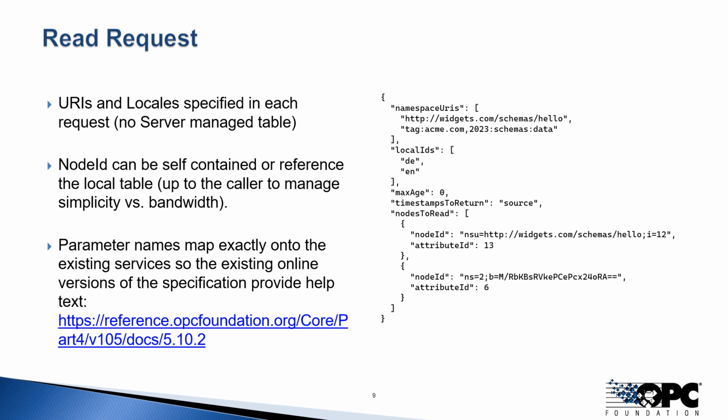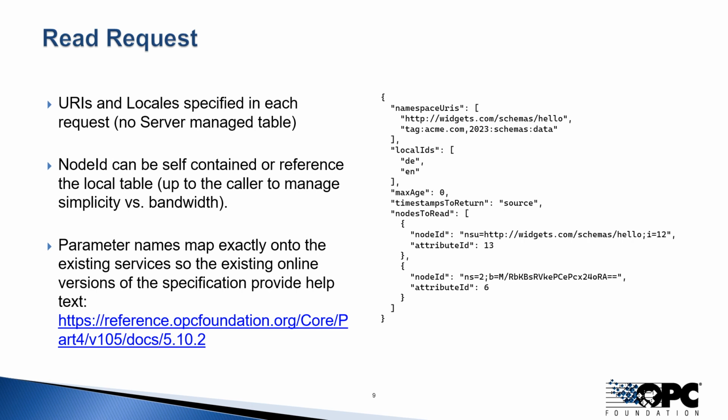So if you have an index of 2, that refers to the second entry in the namespace URI table. Of course, it's up to the sender to decide whether or not they want to use the table for every API, every node ID, or only some of them, or it could simply not use them at all and simply use full URIs in every node ID that it provides.